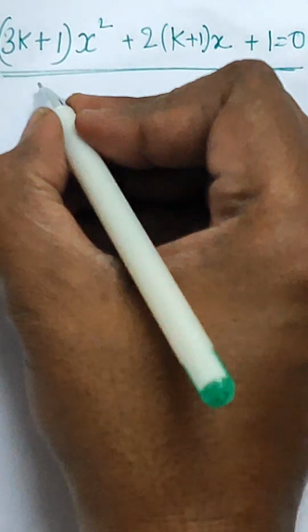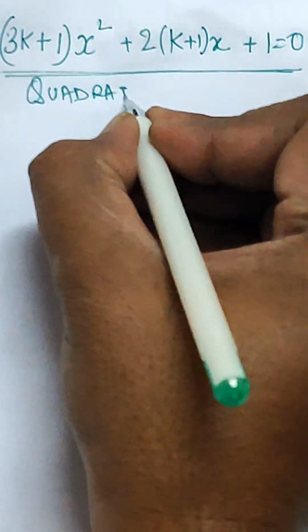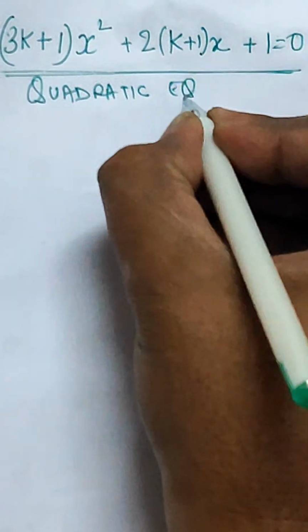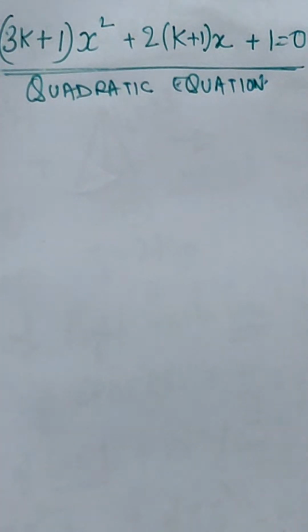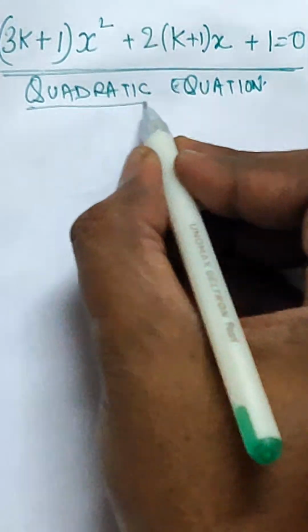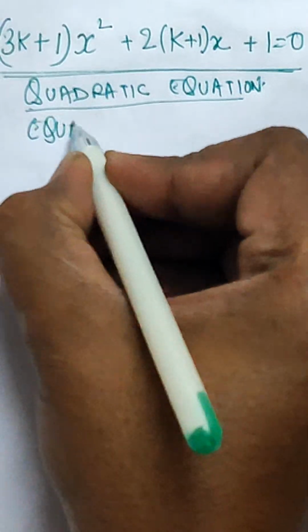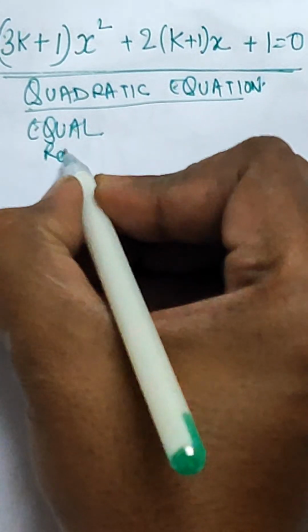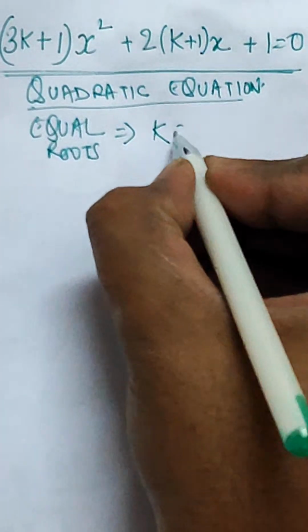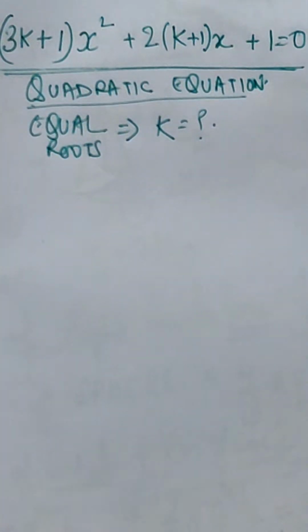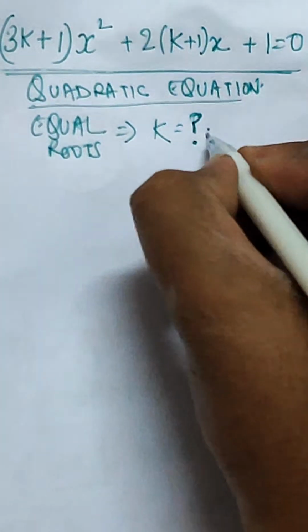this quadratic equation has equal roots, right? If this quadratic equation has equal roots, then what is the value of k that we need to find? What is the value of k? So let us find it out.